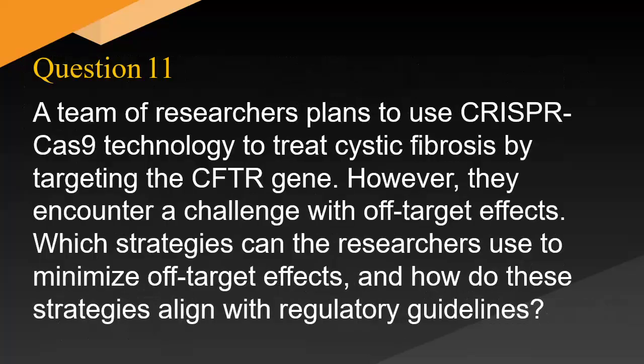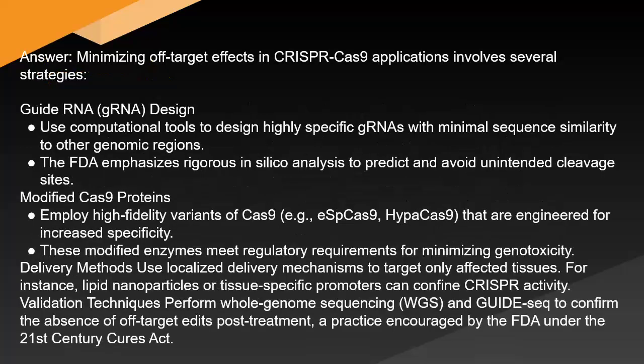A team of researchers plans to use CRISPR-Cas technology to treat cystic fibrosis by targeting the CFTR gene. However, they encounter a challenge with off-target effects. Which strategies can the researchers use to minimize off-target effects, and how do these strategies align with regulatory guidelines? Answer: Minimizing off-target effects in CRISPR-Cas applications involves several strategies.